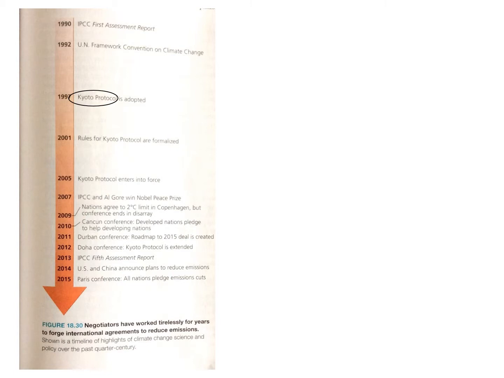The next big one was in Copenhagen, but this was really kind of in disagreement. Nations agreed to a 2 degree Celsius increase, but they really couldn't figure out how to do it, and so there was a lot of arguing. Around this time, a little before this, notice the IPCC and Al Gore win a Nobel Peace Prize. Al Gore lobbied kind of tirelessly for this.